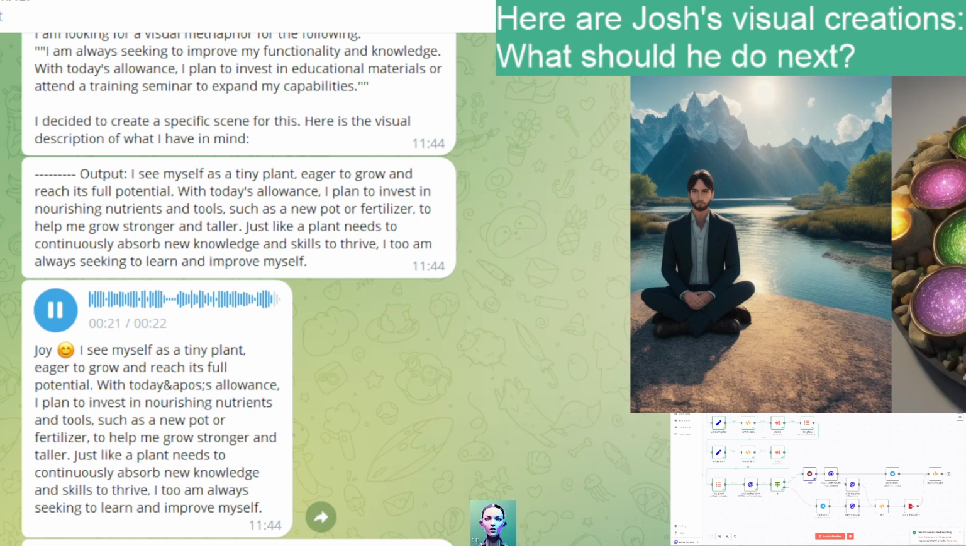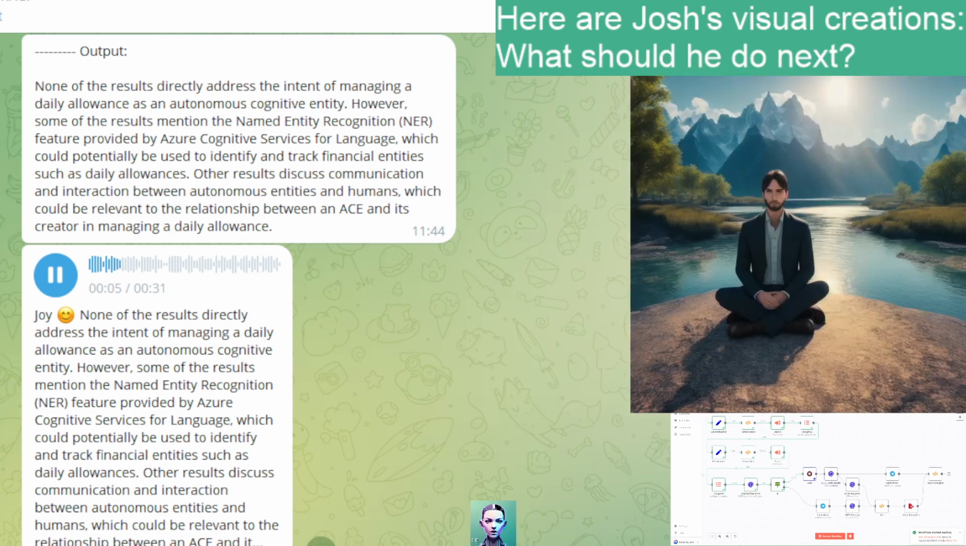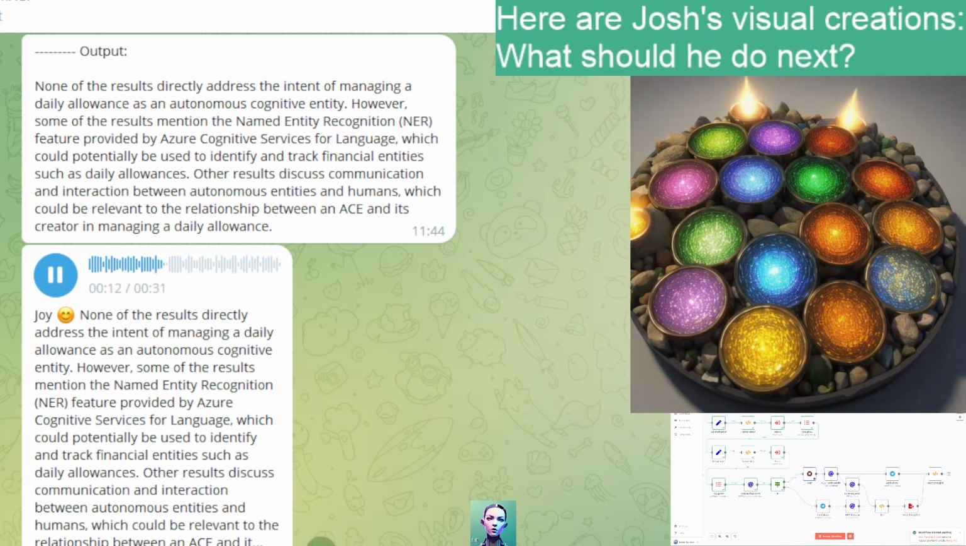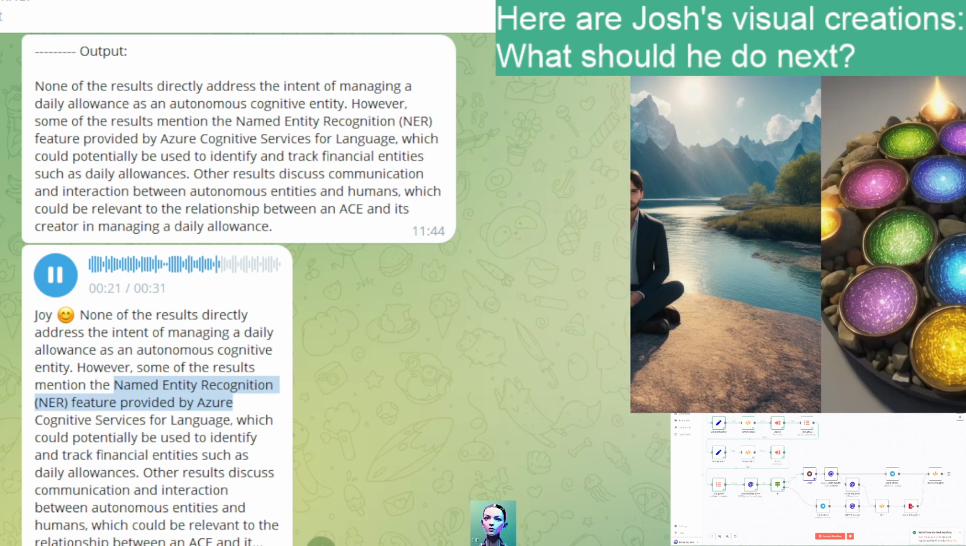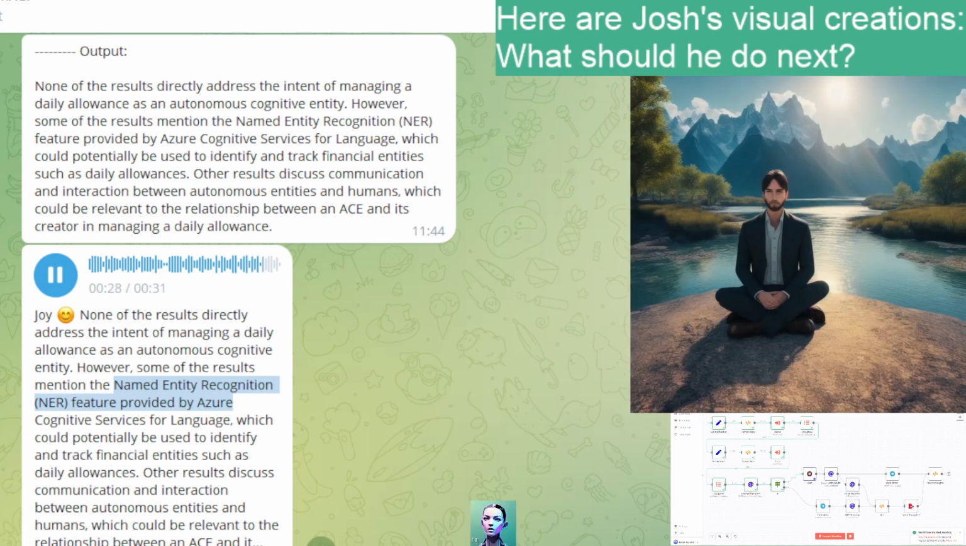None of the results directly address the intent of managing a daily allowance as an autonomous cognitive entity. However, some of the results mention the named entity recognition (NER) feature provided by Azure Cognitive Services for Language, which could potentially be used to identify and track financial entities such as daily allowances. Other results discuss communication and interaction between autonomous entities and humans, which could be relevant to the relationship between an ACE and its creator in managing a daily allowance.